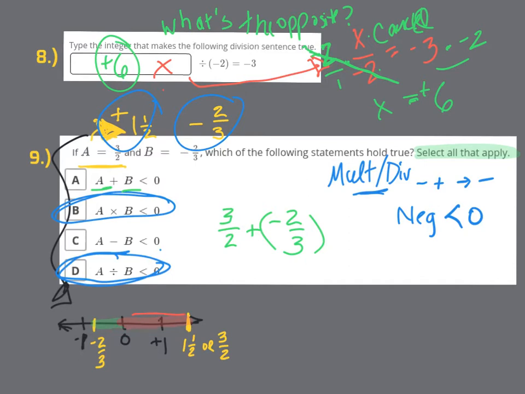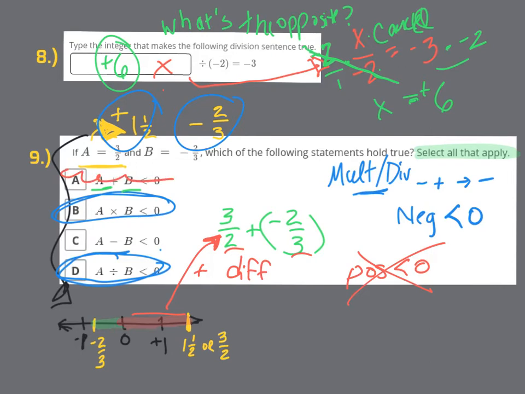So the signs are different. Find the difference, right? So I'm finding the difference of these two. I don't really need to do that math right now because all I need to know is which one of these is further away from zero. Well, we already saw this right here, so I know that 3/2 is further away from zero, and that is on the positive side, so I know that my answer is going to be positive. Is positive less than zero? No, it is not, so therefore A does not work.